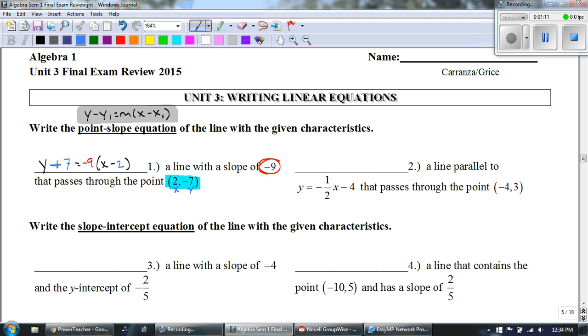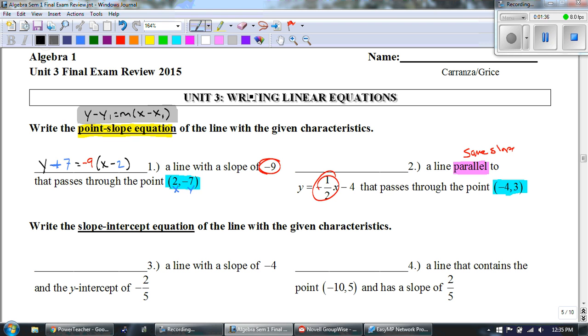Okay? Number 2, write a line parallel. Okay, that's a keyword right there. Parallel means that we want the same slope. So I'm going to steal it real quick. That passes through the point -4, 3. So I'm still writing point slope right here.